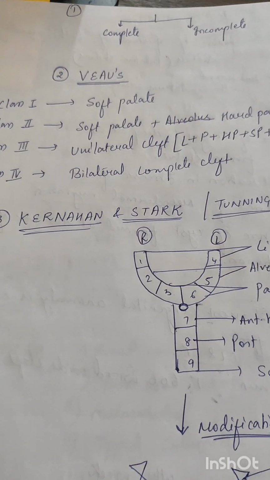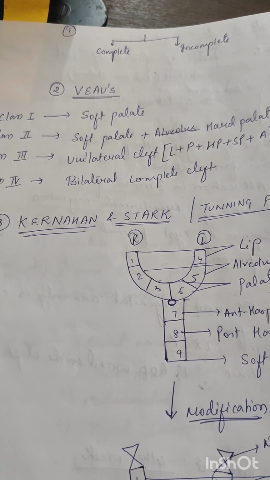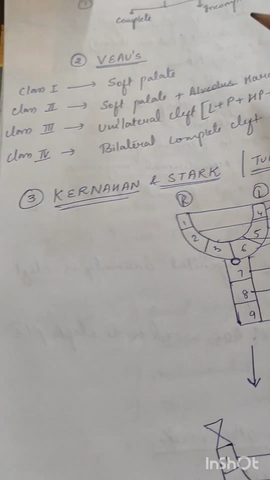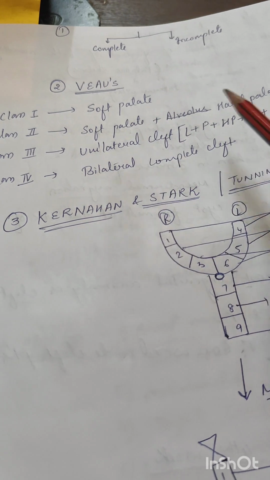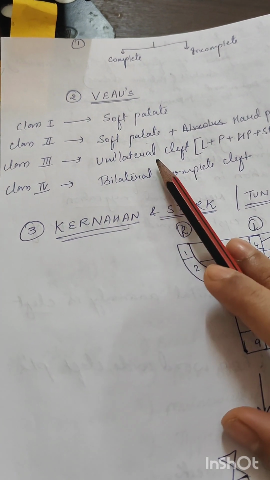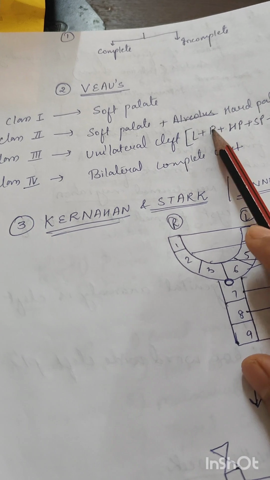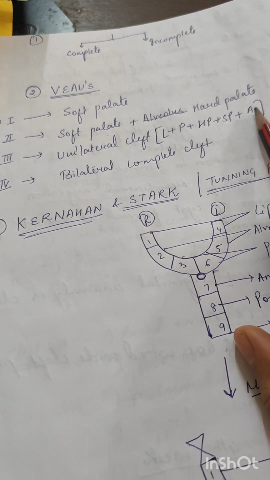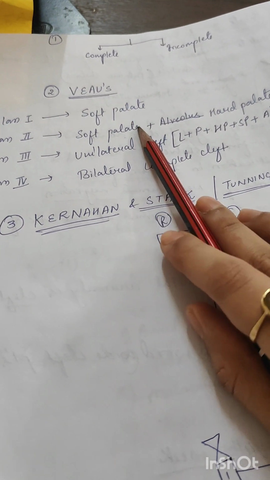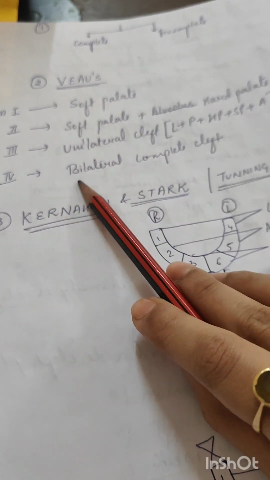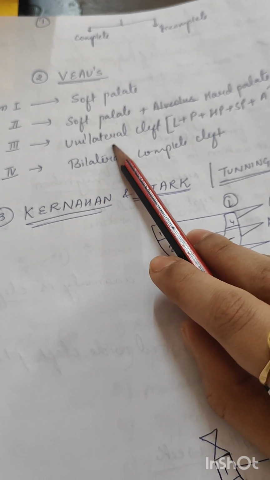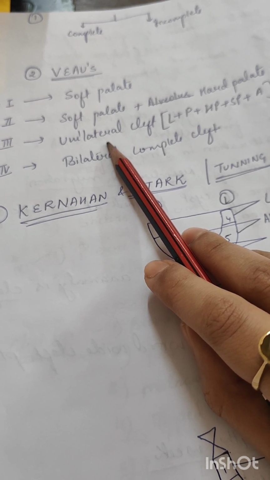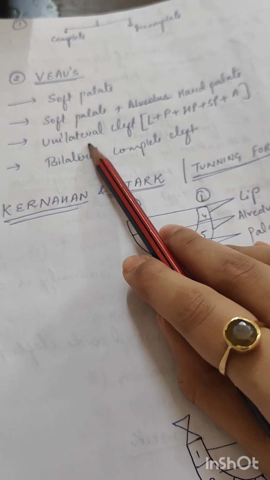The first classification is the complete or the incomplete classification. The second classification is the Veau classification, which is class 1, class 2, class 3, class 4. Class 1 soft palate, class 2 soft palate and hard palate. Class 3 is unilateral, class 4 is bilateral. In unilateral, you will cover the lip, the primary palate, the hard palate, the soft palate and the alveolus. Complete cleft includes the cleft of the lip, the cleft of the primary palate, cleft of the hard palate, cleft of the soft palate and the alveolus.